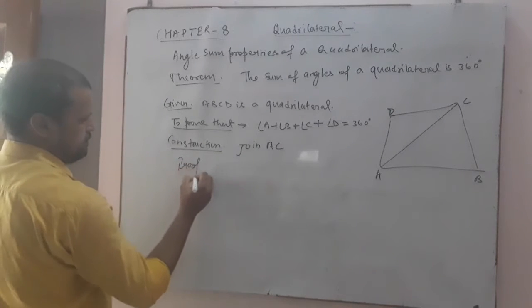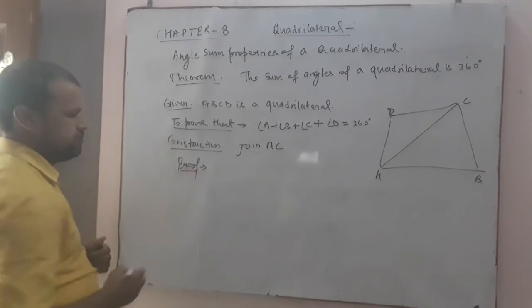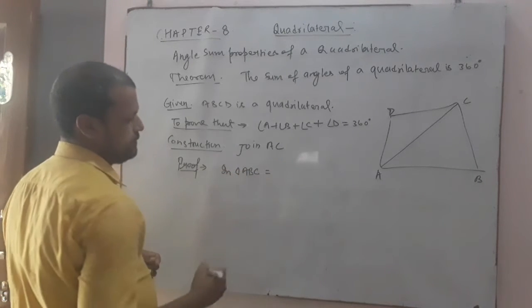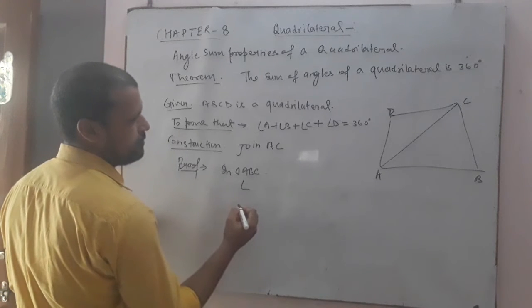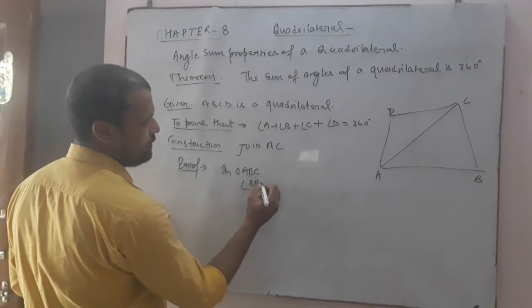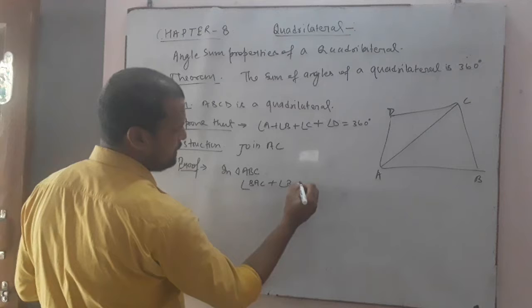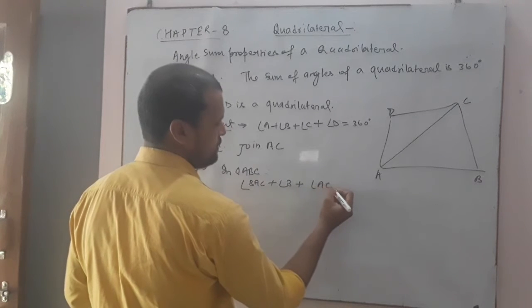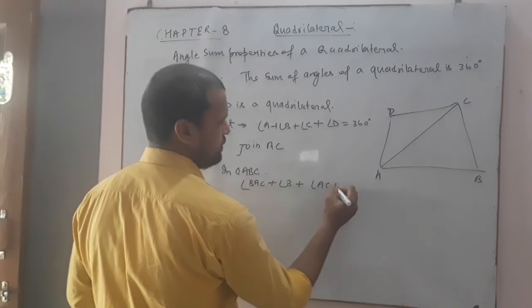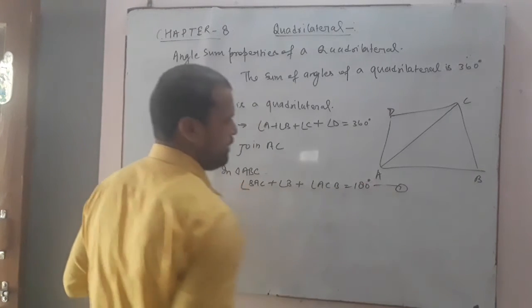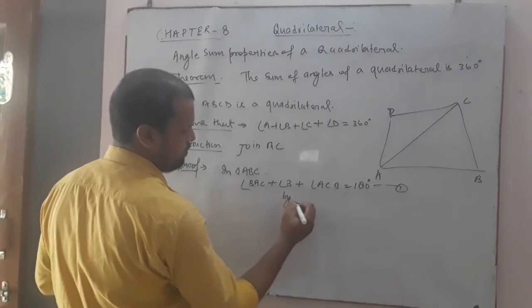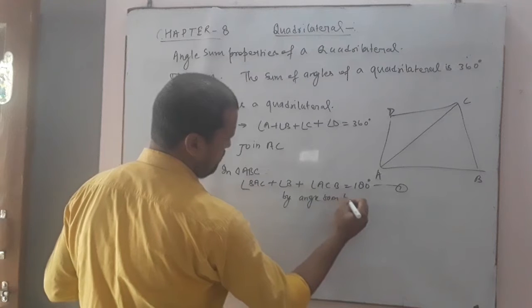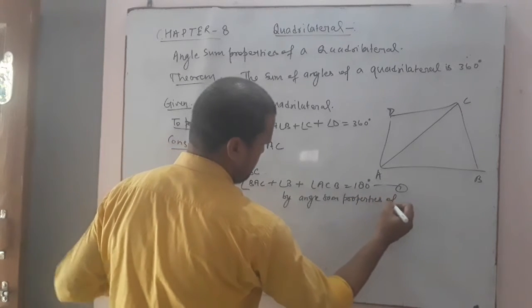Proof. In triangle ABC, angle BAC plus angle B plus angle ACB equals 180 degrees, by the angle sum property of a triangle. This is equation 1.